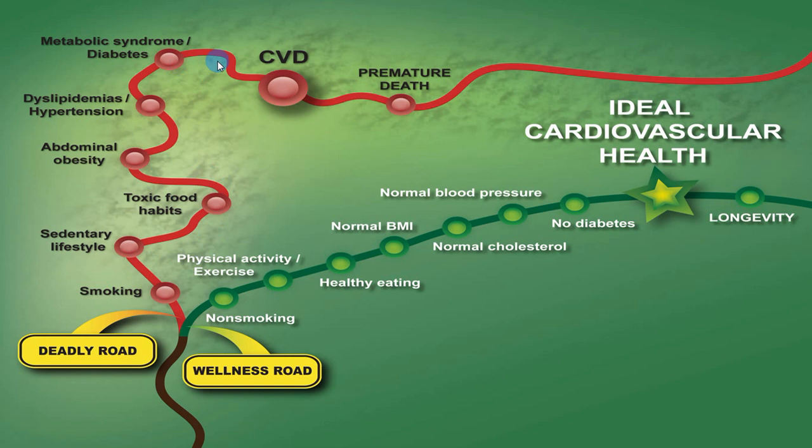So here you can see there's the bad route. Here are all your risk factors that can lead to things like heart disease, coronary artery disease, coronary vascular disease, coronary heart disease, which, by the way, all 3 of those are the same thing, and the premature death. Or here are the good road. Living your life appropriately, not smoking, eating the right foods, having a normal weight, keeping your blood pressure under control, avoiding diabetes, type 2 diabetes. So there's your long, healthy life.